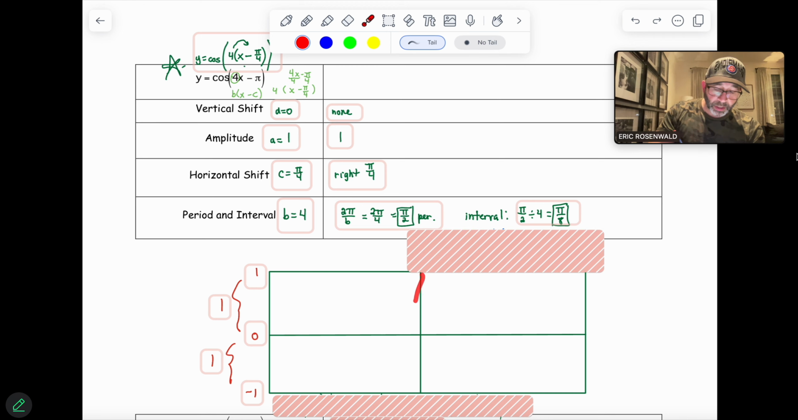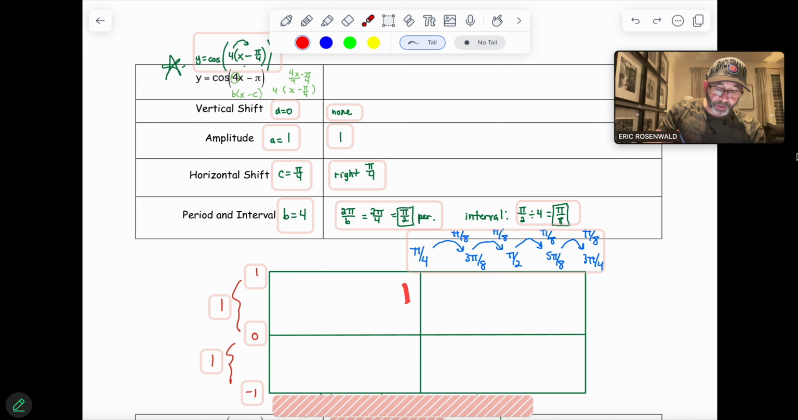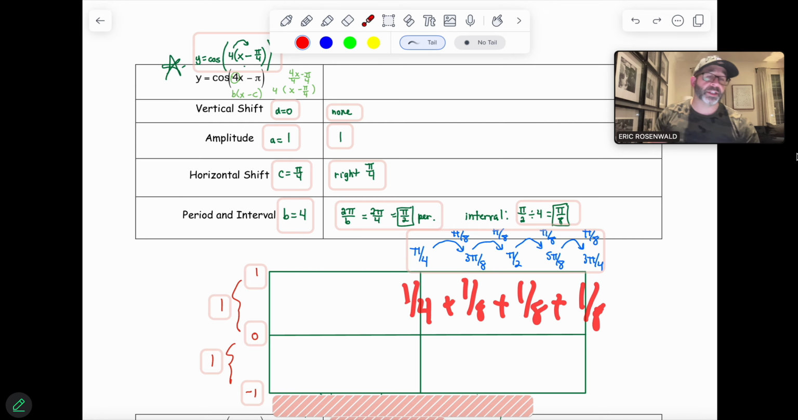So I'm going to do 1/4. Oops. I'm going to go 1/4 on my calculator. I'm going to add 1/8, and add 1/8, and add 1/8, and I'm going to keep doing this, just knowing that pi is still going to be attached to each one of these answers.